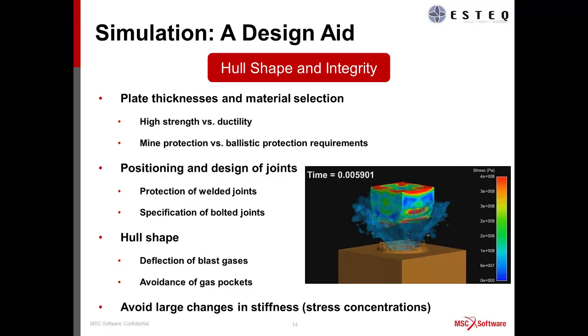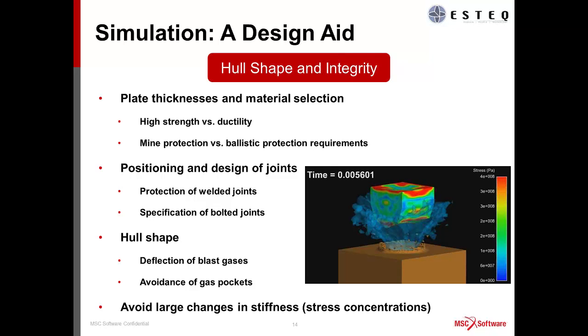Also to keep in mind is the fact that most of these vehicles will not only be mine protected, but also offer a significant level of ballistic protection. And ballistic protection often requires high strength steel. So you're sort of playing off those two characteristics against one another when you choose a material for your hull.